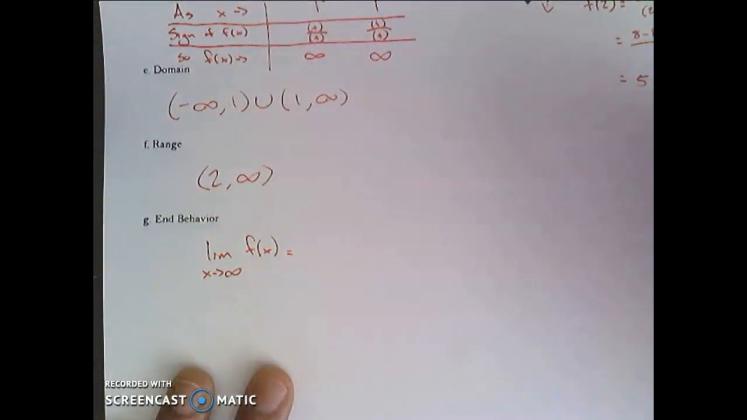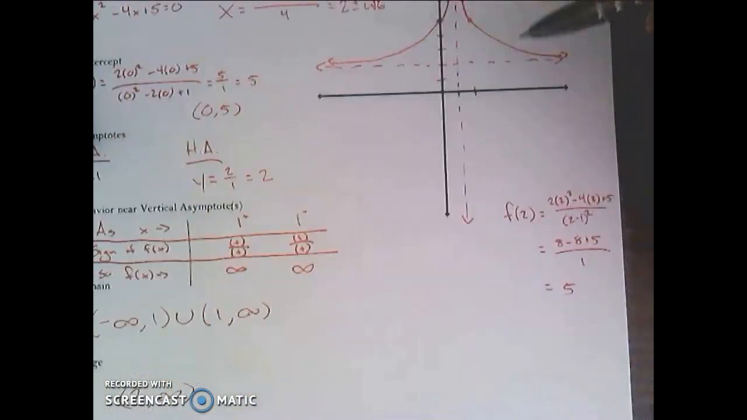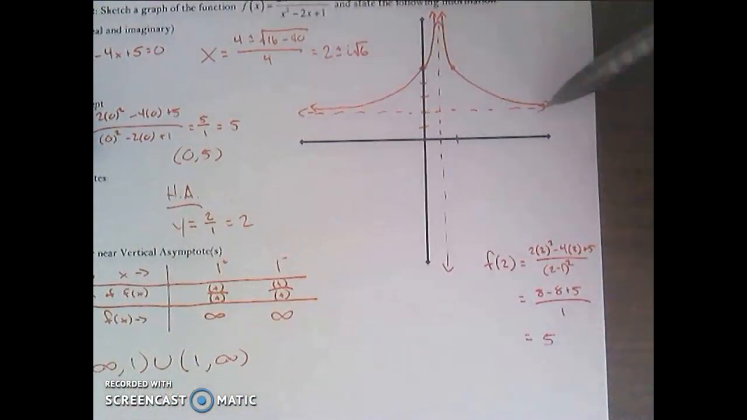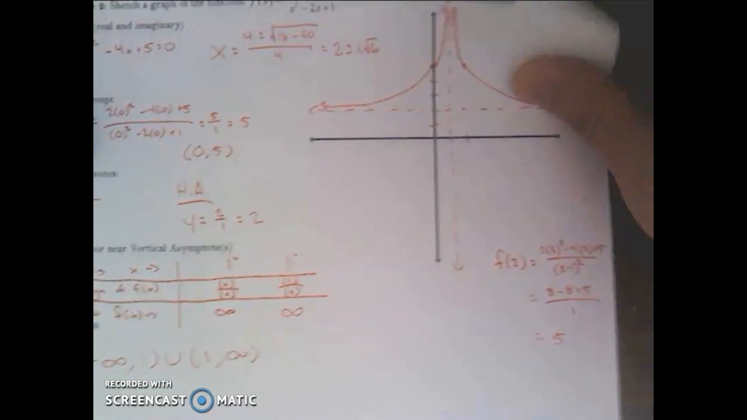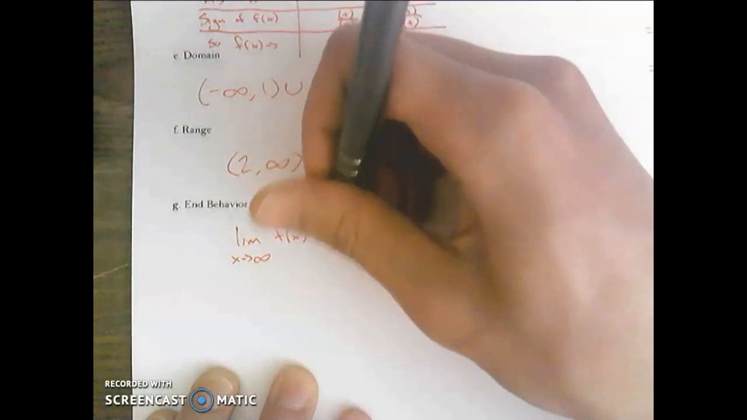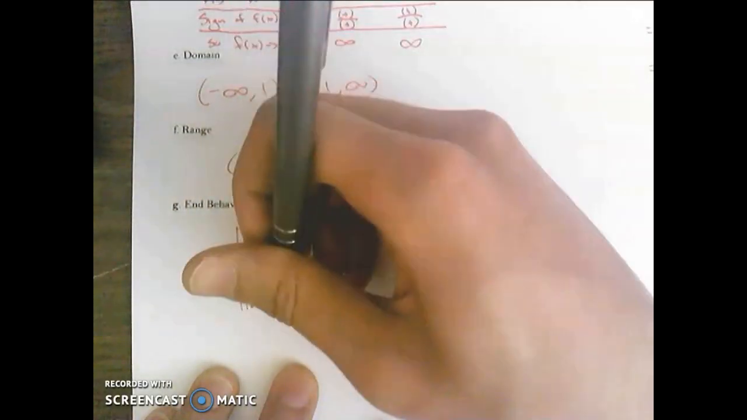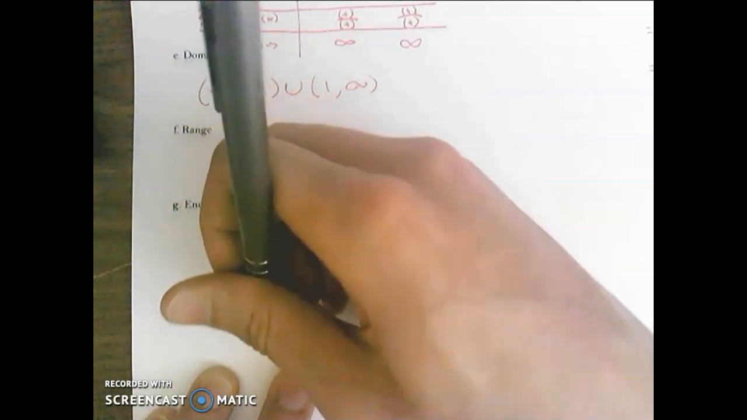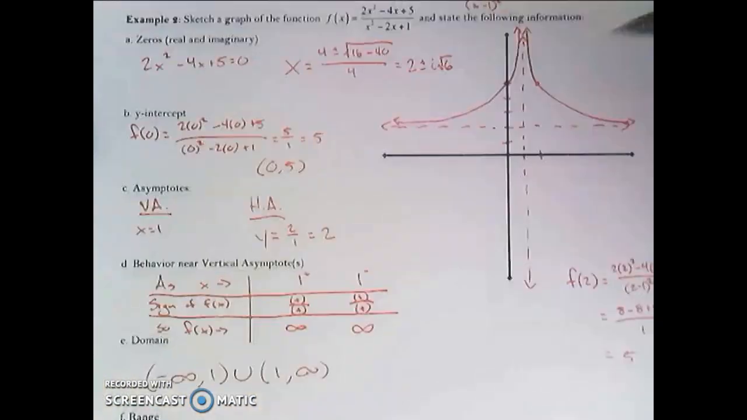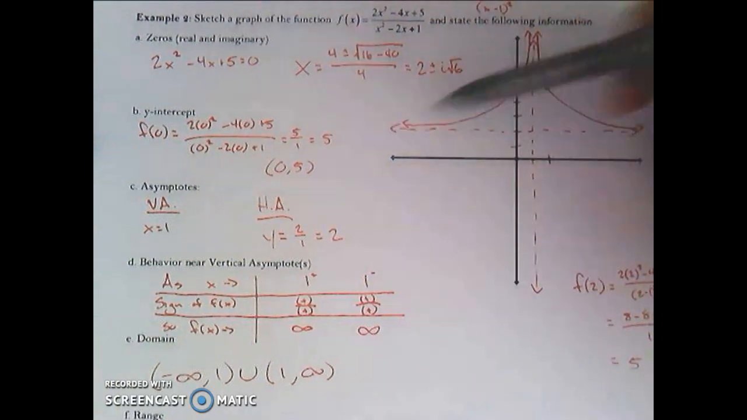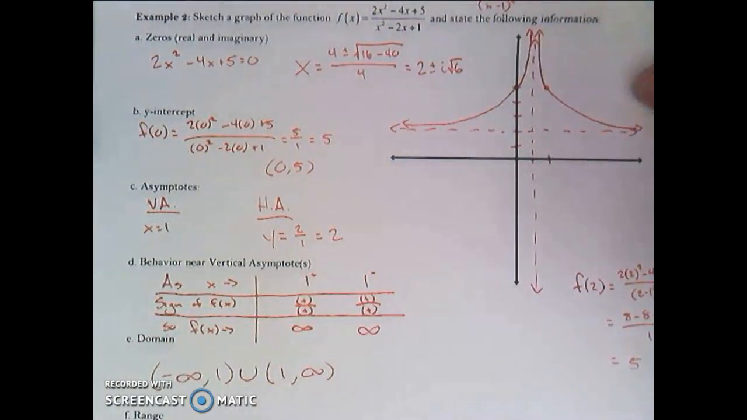So the limit of f of x as x approaches infinity, well, that's just like our end behavior. As we approach infinity, our function gets really close to y equals 2. And then what happens in the negative direction? So the limit of our function, what happens to our function as x approaches negative infinity? Well, as we move in the negative direction, our function approaches y equals 2 again.